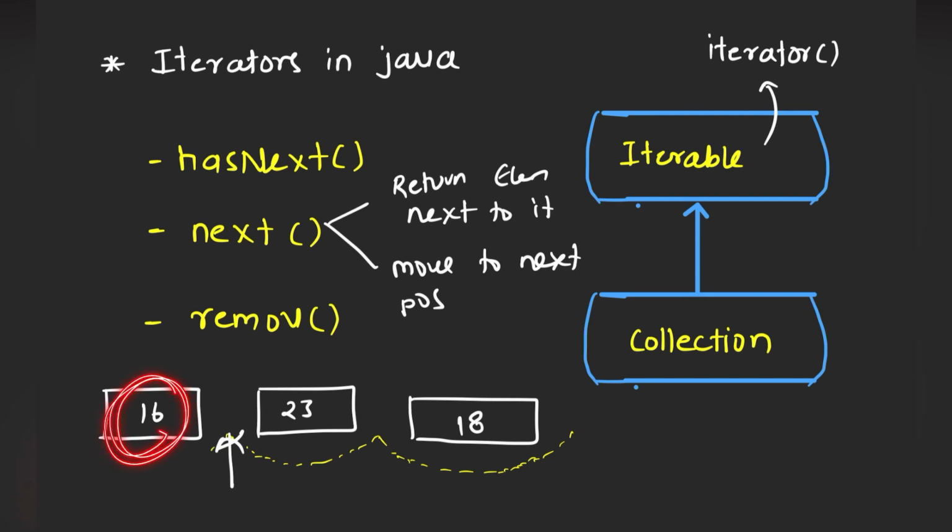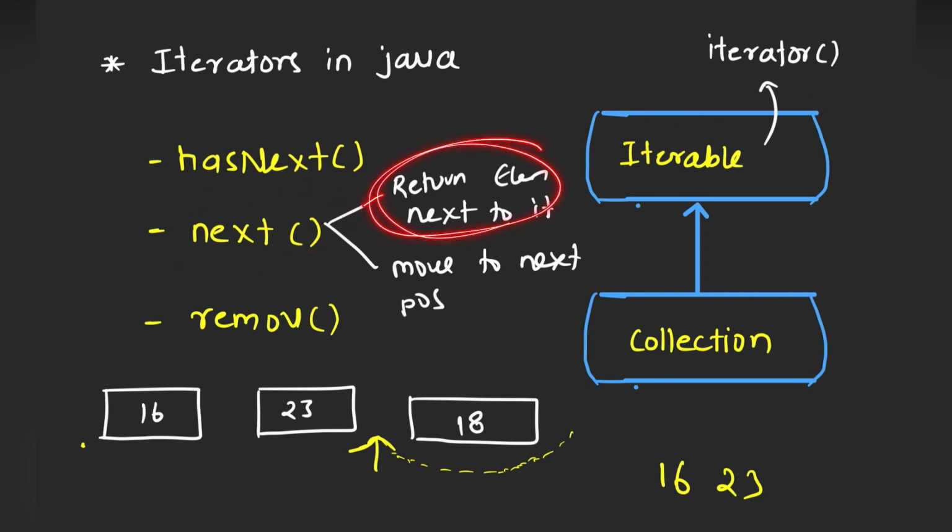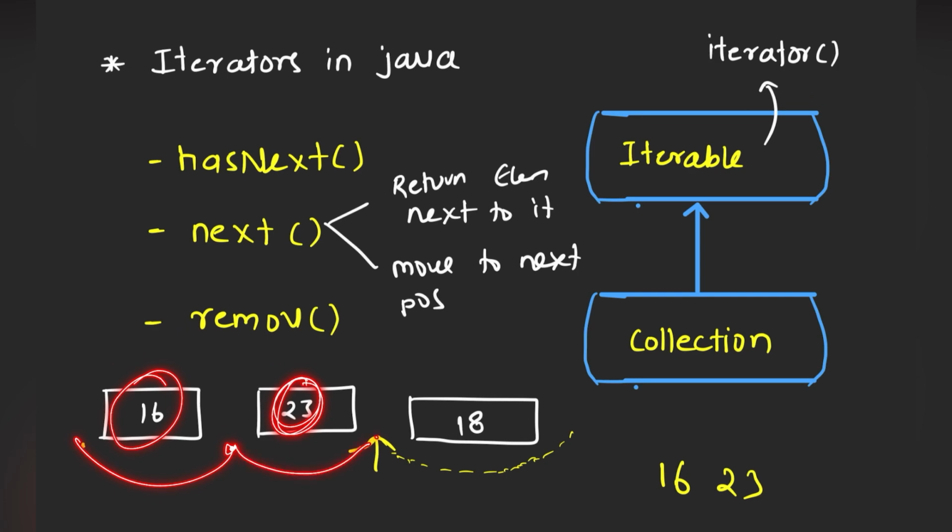So it has returned 16, right? Let me print it over here. It returned 16 and simply moved to the next position, that is from this position to this position. Now again I call next, it will return 23 and jump to the next position. I hope you understood how next basically works. It does two things at the same time. First, it returns the element next to it, that is 16, and then it came over here. Again I call it, it returned 23 because 23 is next to it, and it simply came to the next position. So this is how next basically works: return the element, move to the next position.